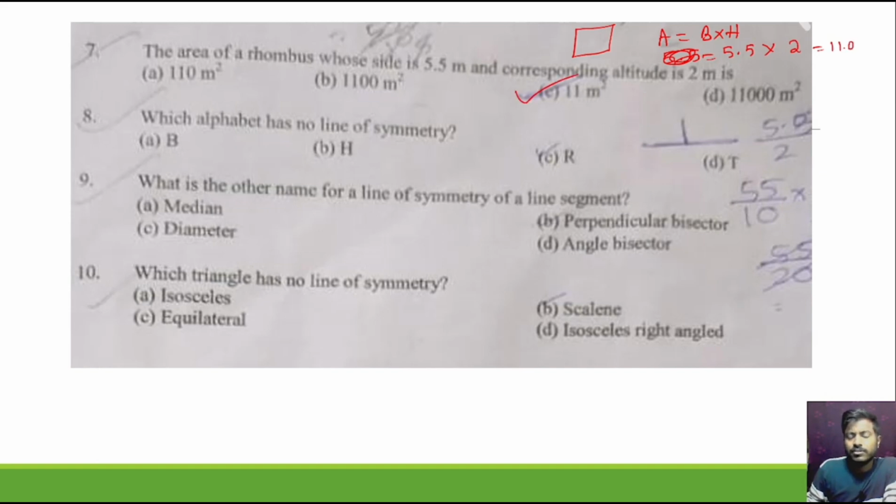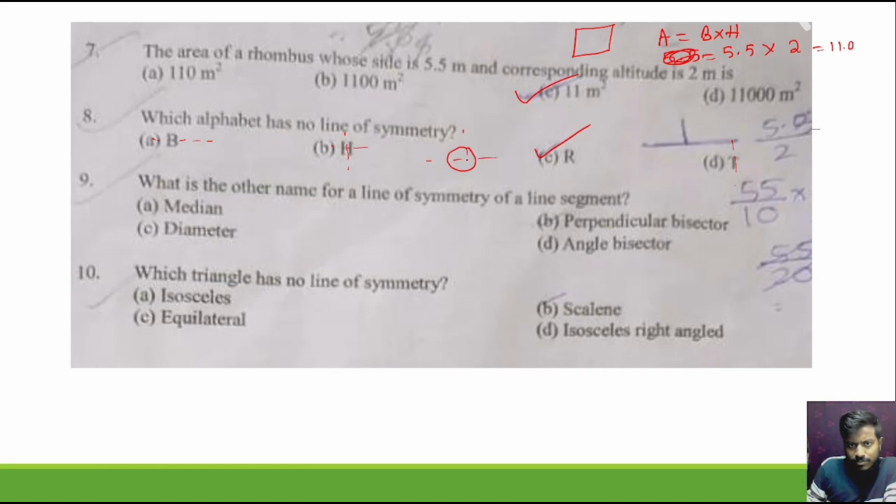Okay. Next question. Which alphabet has no line of symmetry? So option number C is the correct answer, because H has 2 lines of symmetry. In B there is 1 line of symmetry. And T has 1 line of symmetry. So option number C is the correct answer. Okay. And O has an infinite number of lines of symmetry.